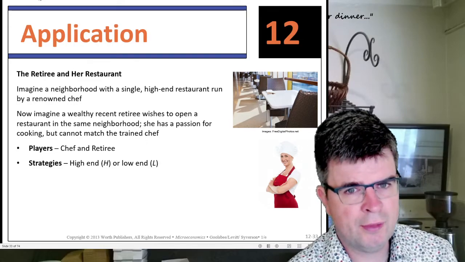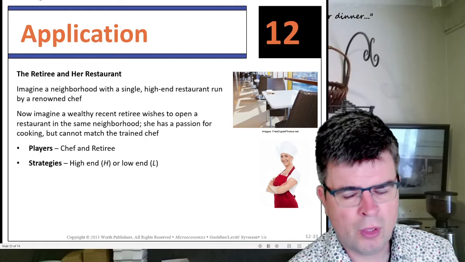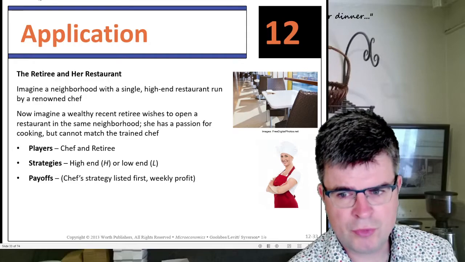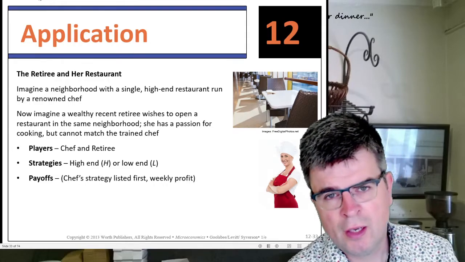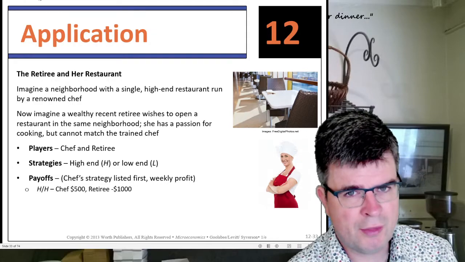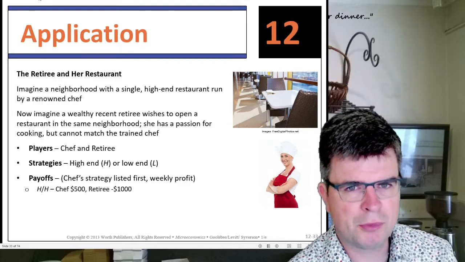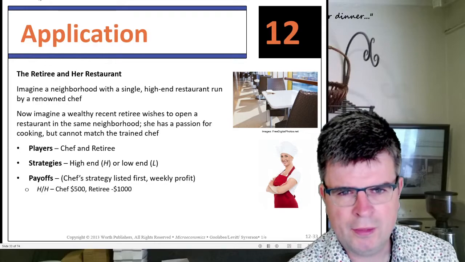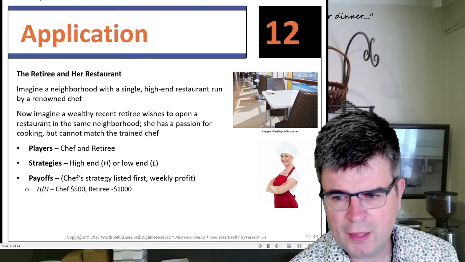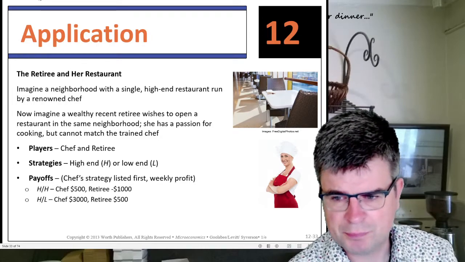them is to either decide to cater to the high end of the market or to the low end of the market. And the payoffs are as follows, and they are weekly profits, and we list the payoff of the chef at first in each box. So if both decide to cater to the high end, then the chef will clearly win because, well, the retired person cannot really cook. So in that case, the chef will get all the customers, no real competition from the other person, and the chef will earn profits of 500 and the retired person profits of minus 1000.